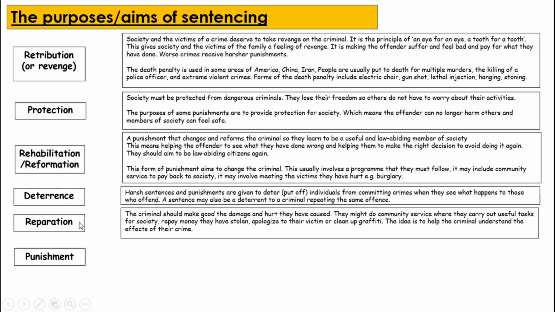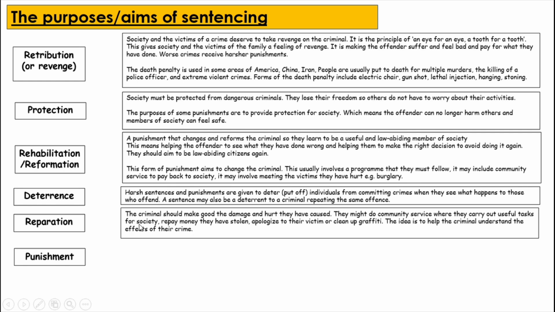Reparation. This refers to the idea that the criminal should make good the damage and hurt they have caused. They might do community service where they carry out useful tasks for society. They repay the money they have stolen, apologise to their victim, or clean up graffiti. The idea is to help the criminal understand the effects of the crime.